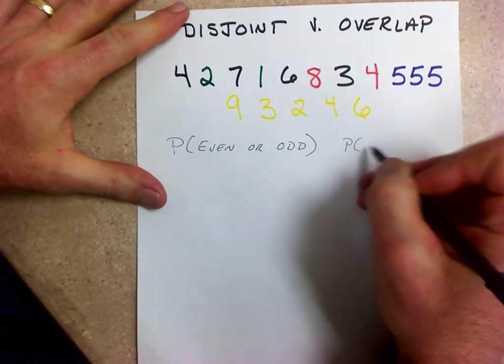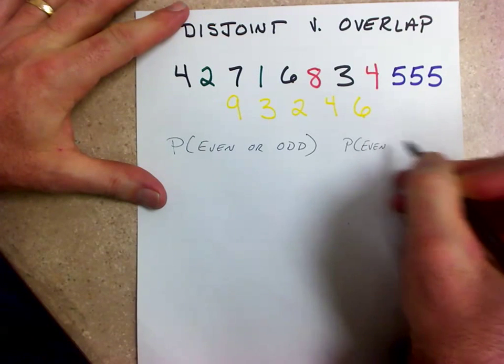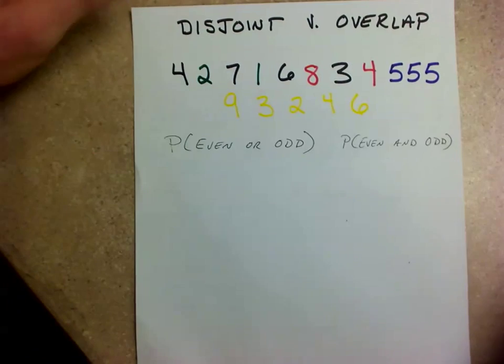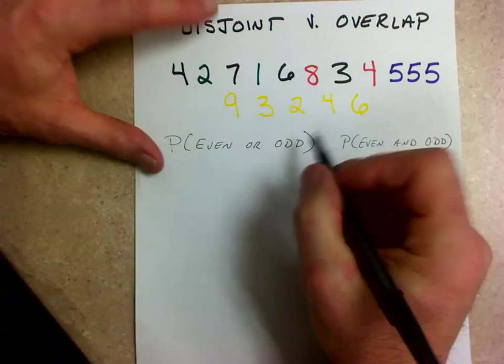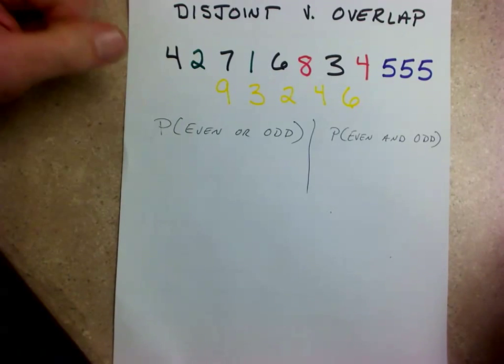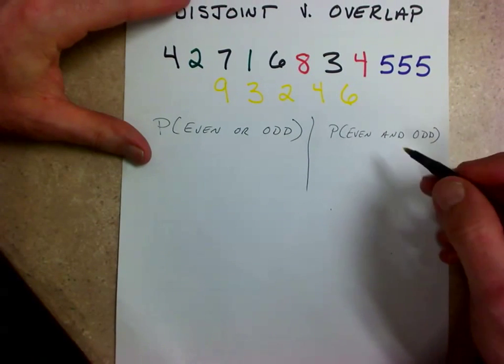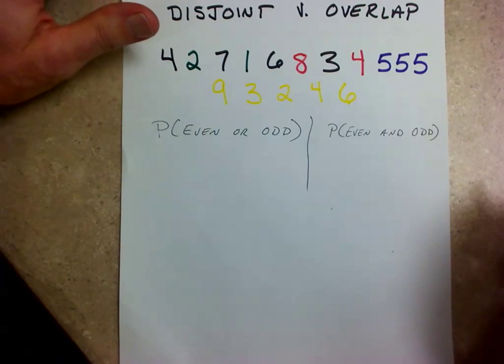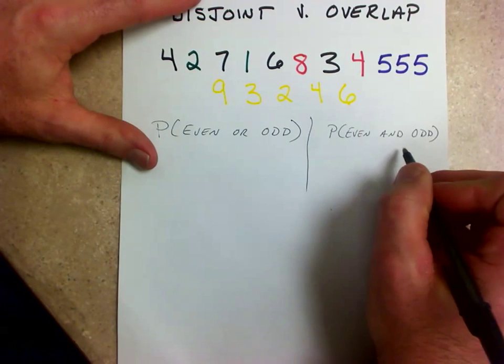distinguishing the difference between these two questions. What's the difference between these two questions? What's the probability that I pick an even or an odd? What's the probability that I pick an even and an odd? So we got two different conjunctions there, and this is what we did the other night.